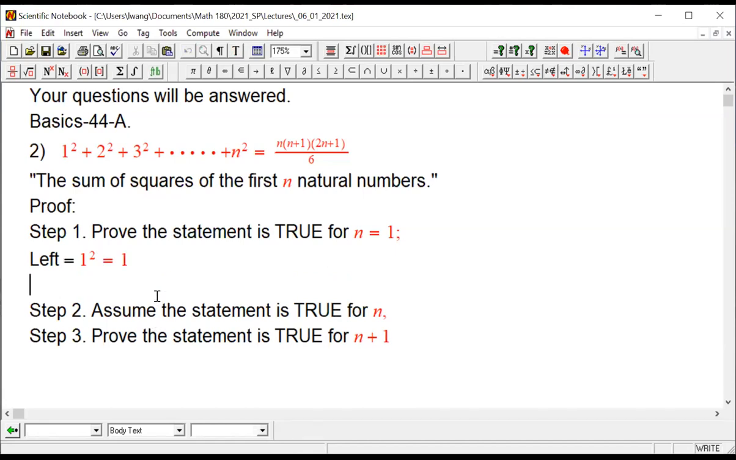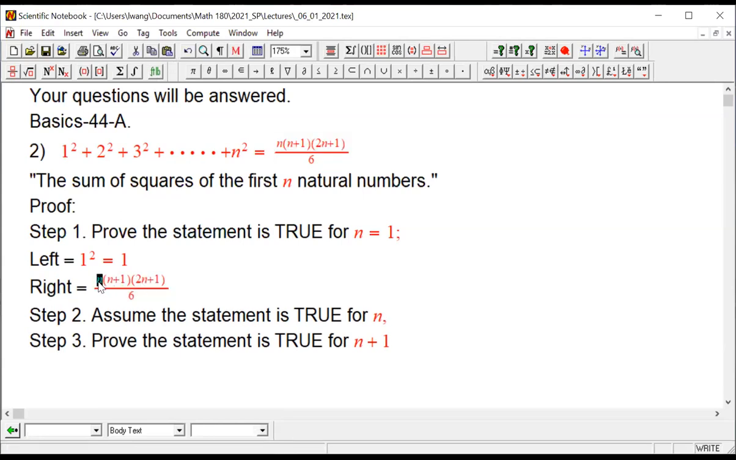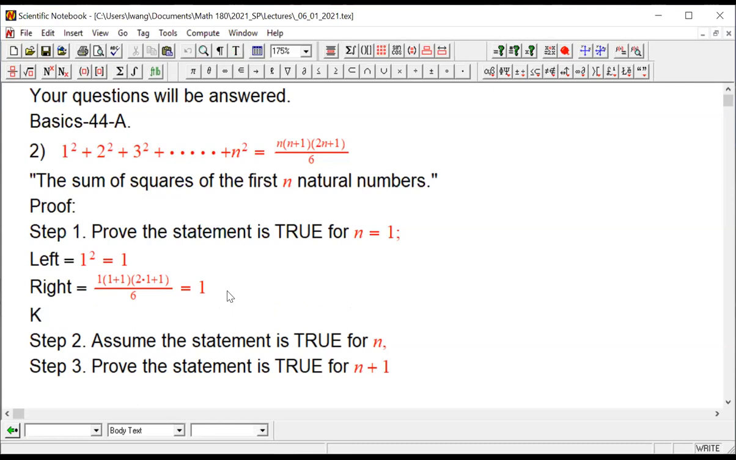Okay, so the left is 1 and the right is, when n equals 1, you plug in 1 times 1 times 2 times 3, because it's 2 times 3, 3 times 2 is 6, 6 divided by 6 is 1, and that equals 1 as well. So left is same as right. Then you say the statement is true for n equals 1, just as being required.